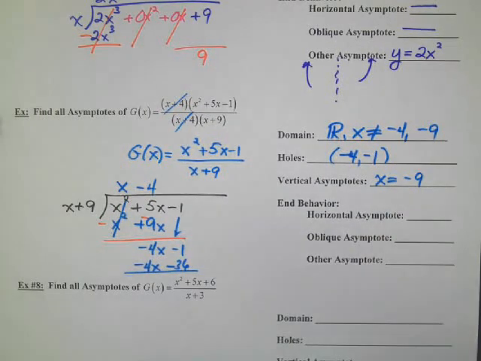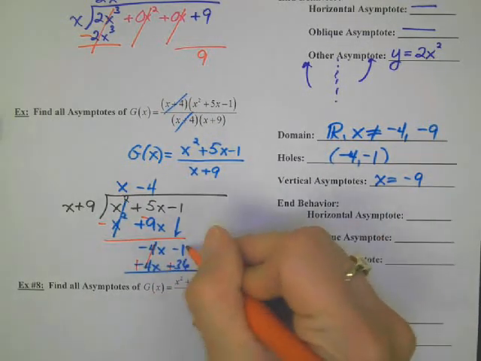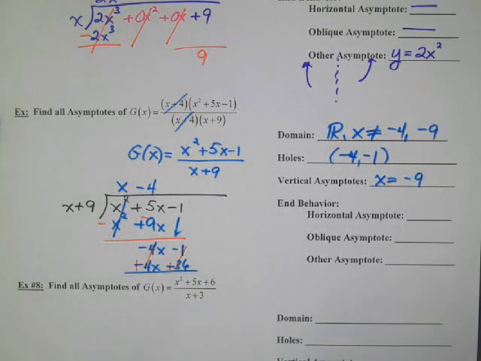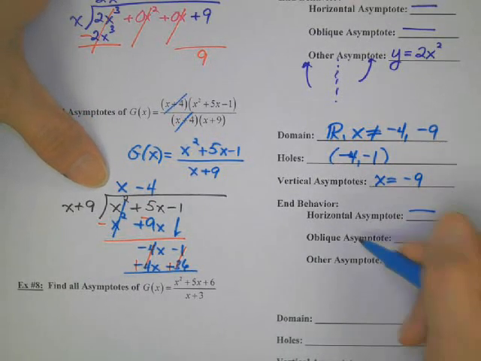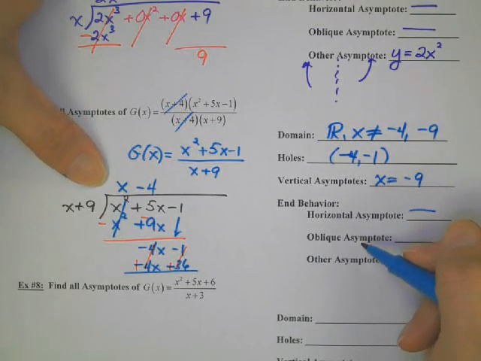So how did the end behavior end up? Since we did long division, it's going to be one of these two. It's going to be oblique. y equals x minus 4.